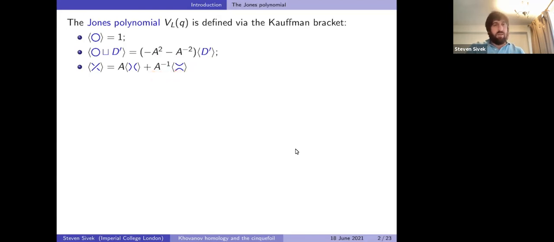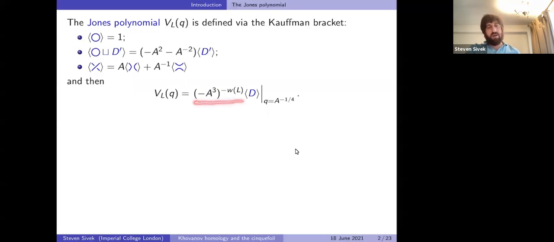And that's actually an invariant of a framed knot. To get the Jones polynomial, you normalize by some factor. You take the Kaufman bracket of the knot diagram you're given, and then you substitute q equals some function of a. And that's an invariant of the knot.